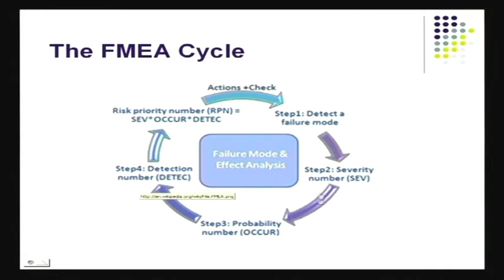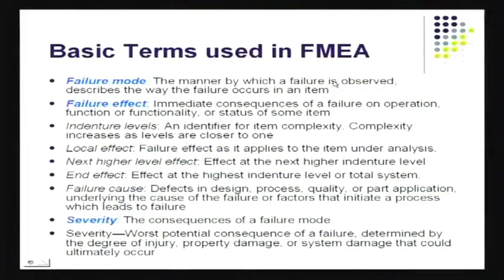We saw all of these things when we worked on the worksheet. Then you work out something called the RPN. Once you have the RPN, it can help you prioritize the corrective actions, as opposed to working on something else, and get your system improved.